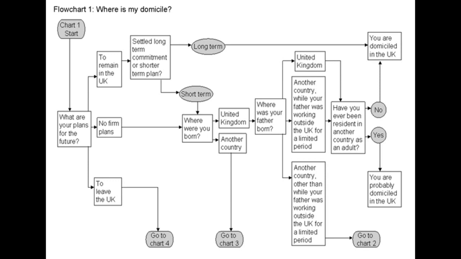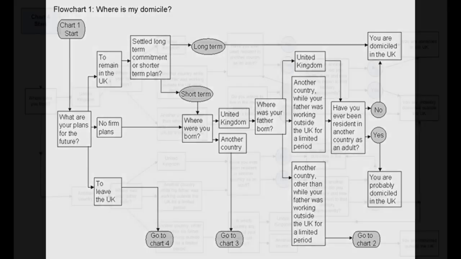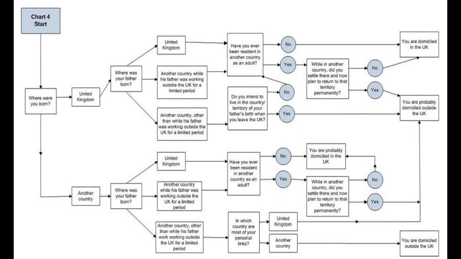Where is my domicile? What are your plans for the future? And if your plans are to leave the UK, then you go to chart 4. On chart 4, this is a bit more detailed. It asks, where were you born? Let me just zoom in on this. Where were you born?